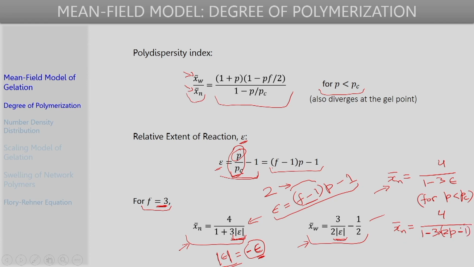So, these relations that we have are consistent with what we had discussed previously, and these will be valid both below and above the gel point. So, below the gel point, since epsilon is negative, the absolute value of epsilon will be minus epsilon. Above the gel point, since epsilon will be positive, the absolute value of epsilon can simply be replaced by epsilon itself.